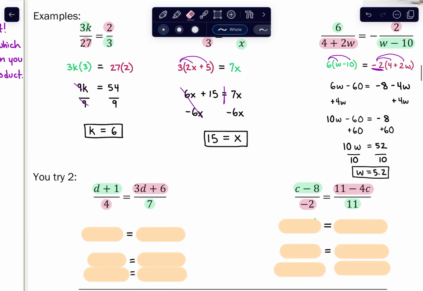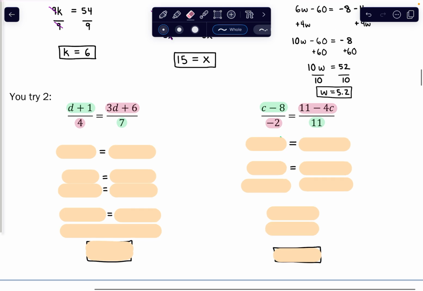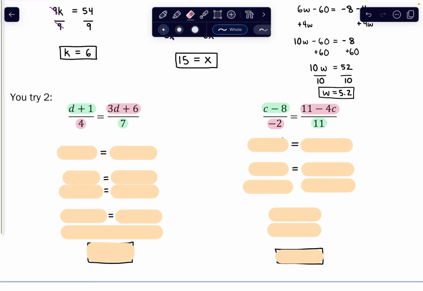Okay, so you try these two. All right, so I gave you some challenging problems to do here. But you can handle it. Take it one step at a time. All right, pause the video right here and take 5-6 minutes. Try and see if you can do these, and then play the video and see how you did.